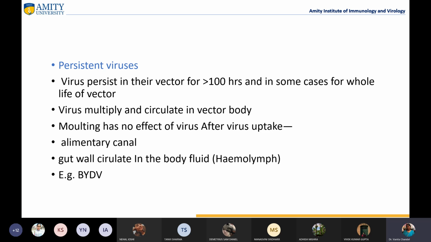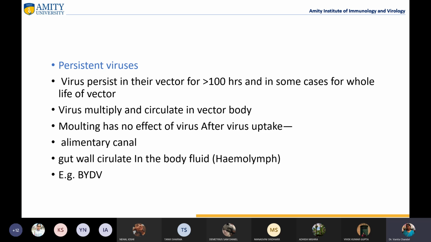Then we have persistent viruses. They persist in the vector for more than 100 hours, and in some cases for the whole life of a vector. They are there with the vector always. In this case, the viruses multiply and circulate in the vector body.